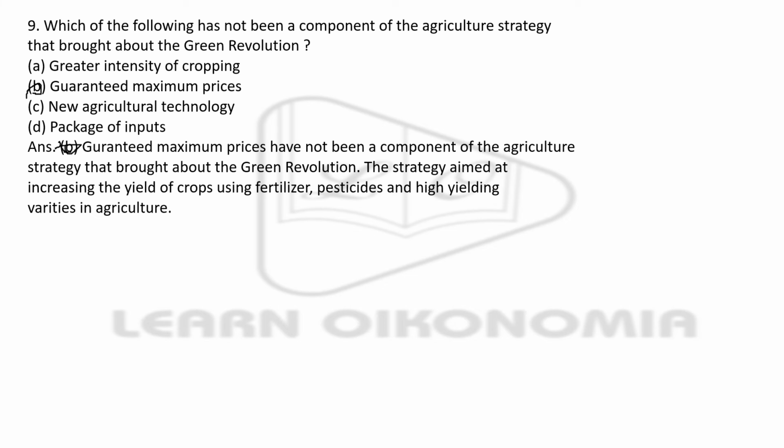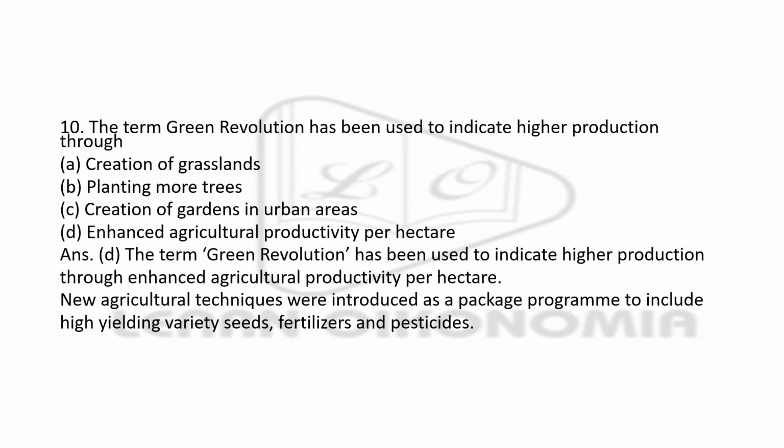Okay. Next question. The term green revolution has been used to indicate higher production through creation of grasslands, planting more trees, creation of gardens in urban areas, or enhanced agriculture productivity per hectare. It's obvious, no? The right answer is option D, because we wanted to increase production and productivity in the agriculture sector. So we went for green revolution with improved technology, improved varieties of seeds, fertilizers, irrigation, etc.